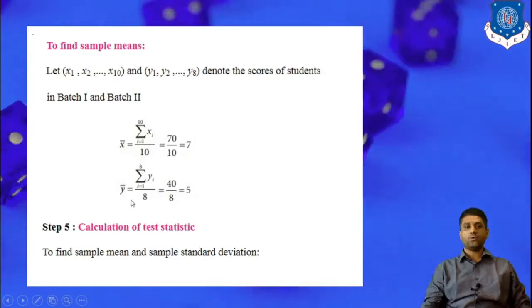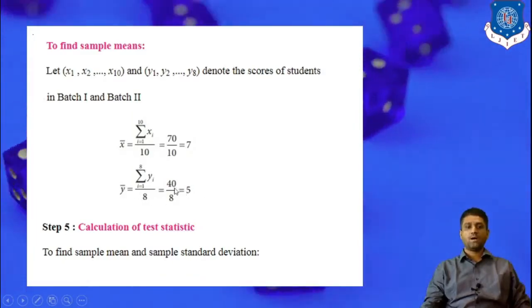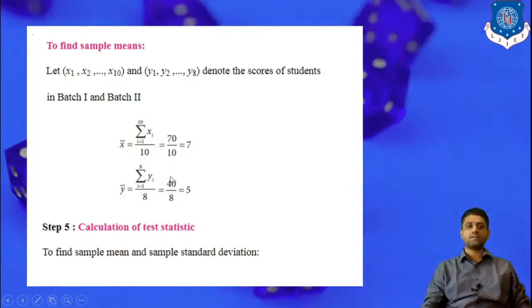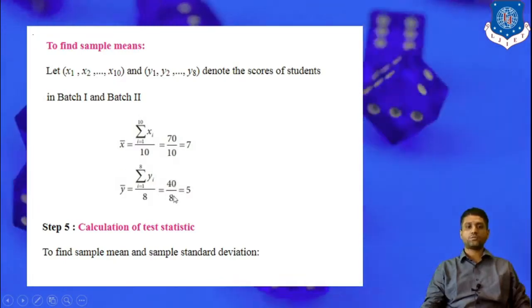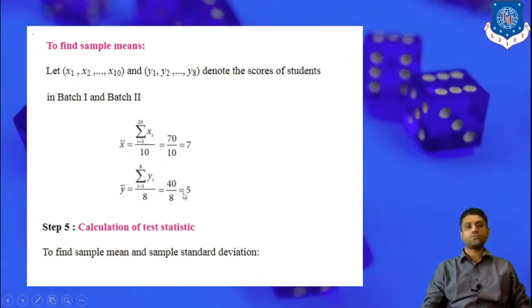Similarly, the sample mean corresponding to batch 2. Now 40 is the total score achieved by the students in batch 2, and there are a total of 8 students, so we have to divide by 8. So the sample mean corresponding to batch 2 is 5.